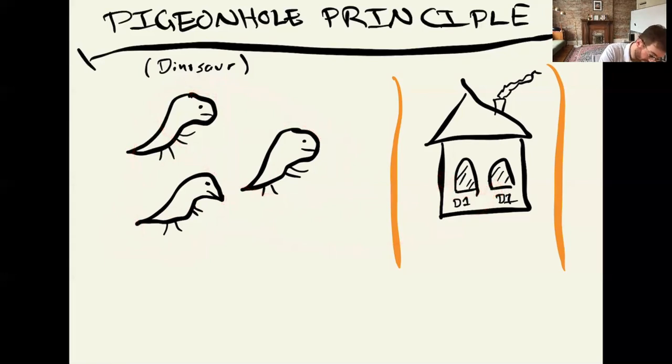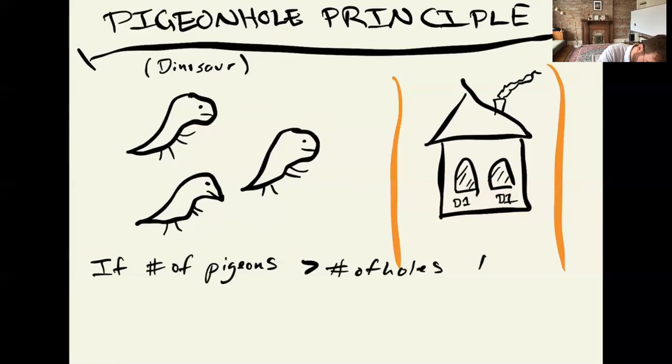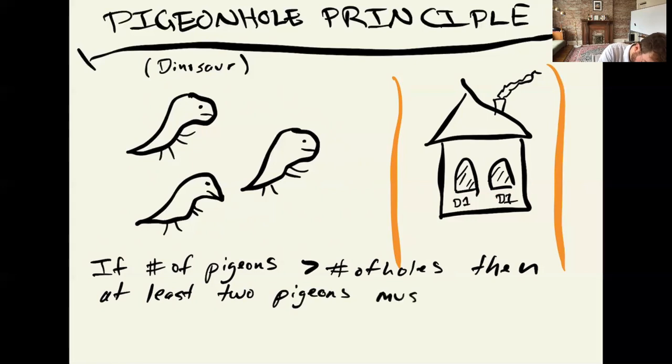So said in writing, if the number of pigeons is strictly greater than the number of holes, then at least 2 pigeons must go through the same hole.